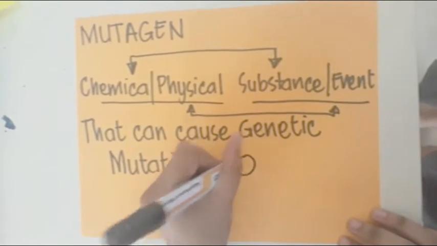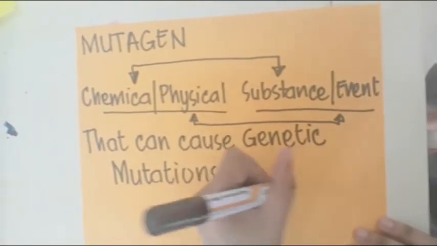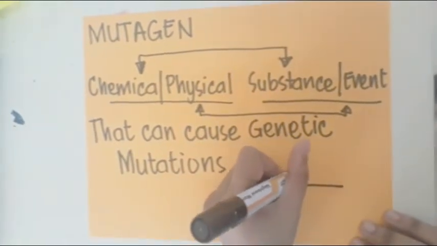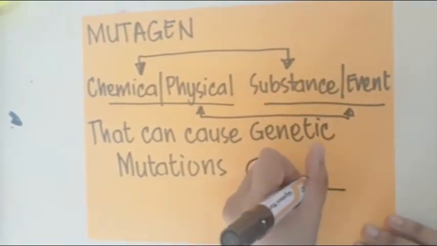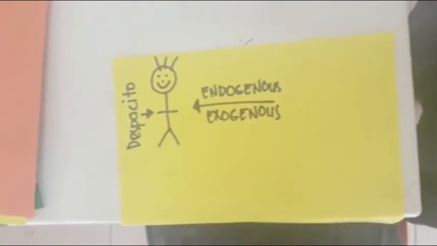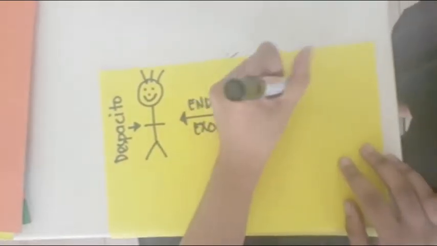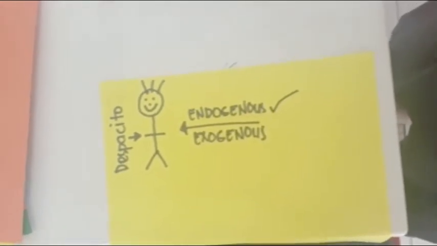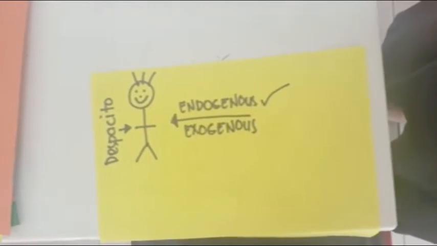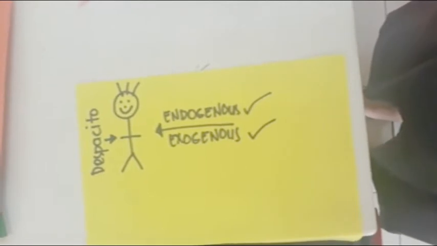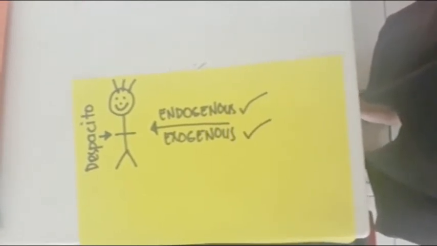So let's say we have a person over here. A mutagen could be classified as endogenous if it comes from inside this person's body and it's some mutagen that's already found in the organism. But an exogenous mutagen is one that comes from outside the affected organism, something that's from the external environment.